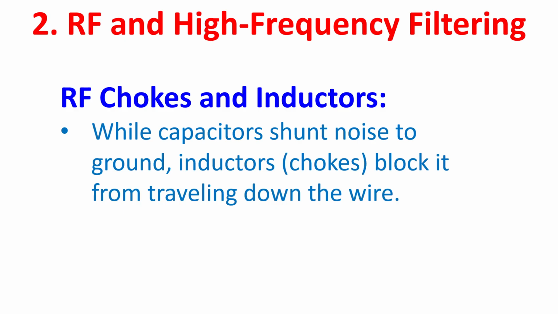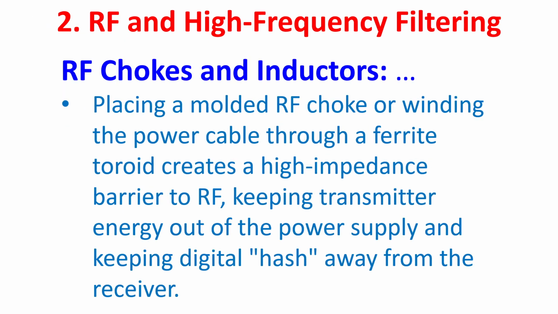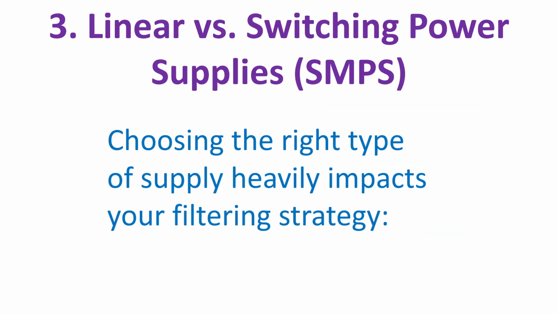While capacitors shunt noise to ground, inductors or chokes block it from traveling down the wire. Placing a molded RF choke or winding the power cable through a ferrite toroid creates a high impedance barrier to RF, keeping transmitter energy out of the power supply and keeping digital hash away from the receiver. Moving on to a comparison between linear versus switching power supplies, or SMPS. Choosing the right type of supply heavily impacts your filtering strategy.